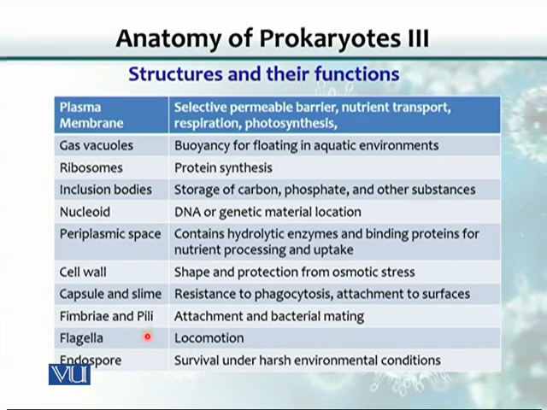Fimbriae and pili are projections on the cells. They are used for attachment of the bacterium to surfaces and also for transferring their genetic material, the DNA, from one bacterium to the other. This structure, what we call flagella, is used for locomotion. So, if a bacterium has to move from one place to the other, it uses its flagella. It beats it by turning it either clockwise or anti-clockwise, and then it moves from one place to the other for seeking nutrients.